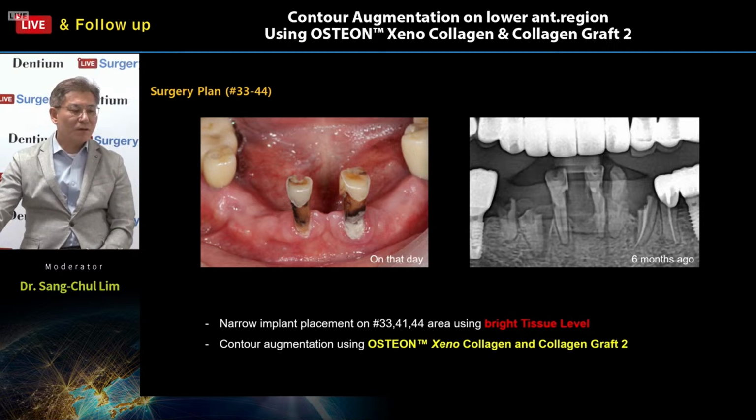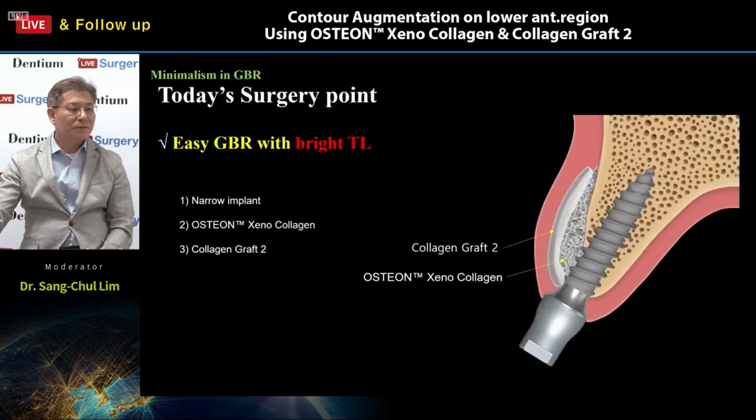Today's treatment plan is the implantation area will be 33, 41, 44 area using the bright tissue level, as I mentioned before, and also simultaneously contour augmentation and the alveolar ridge preservation using the brand new materials, osteogenocollagen and collagen graft 2.